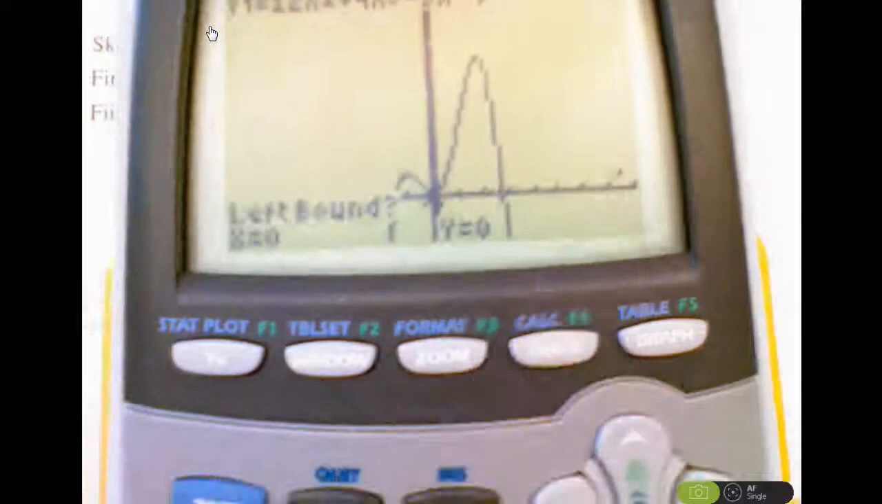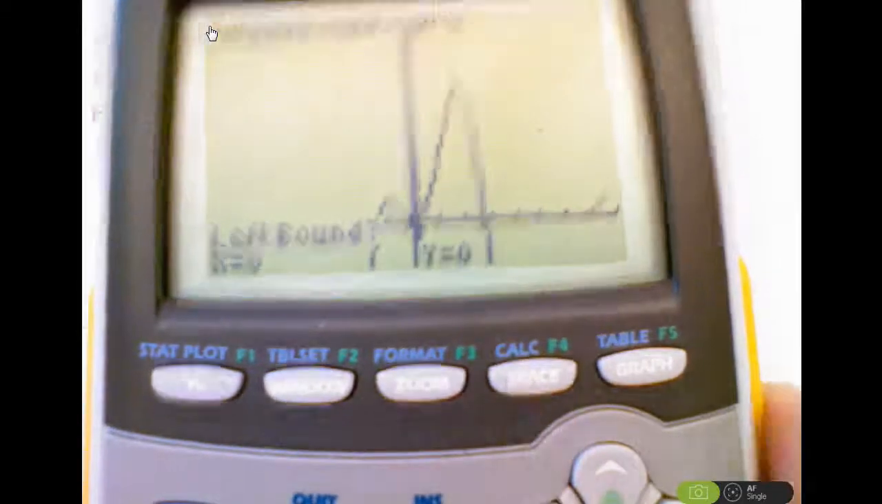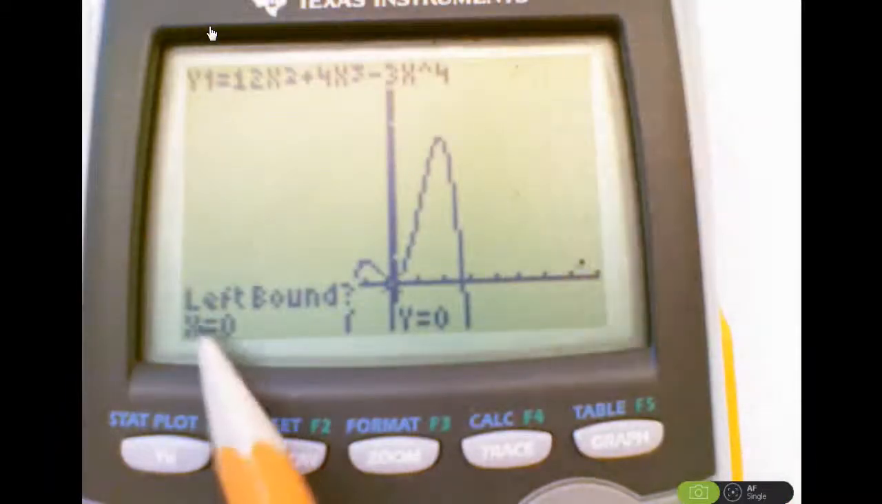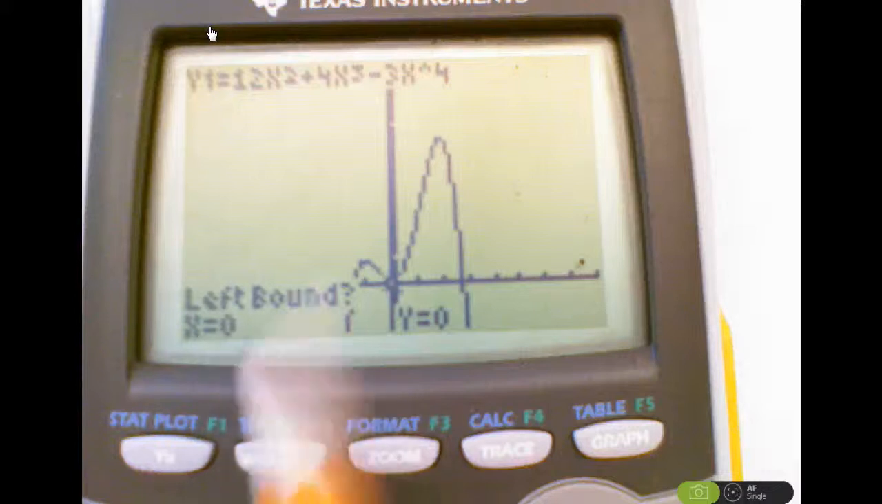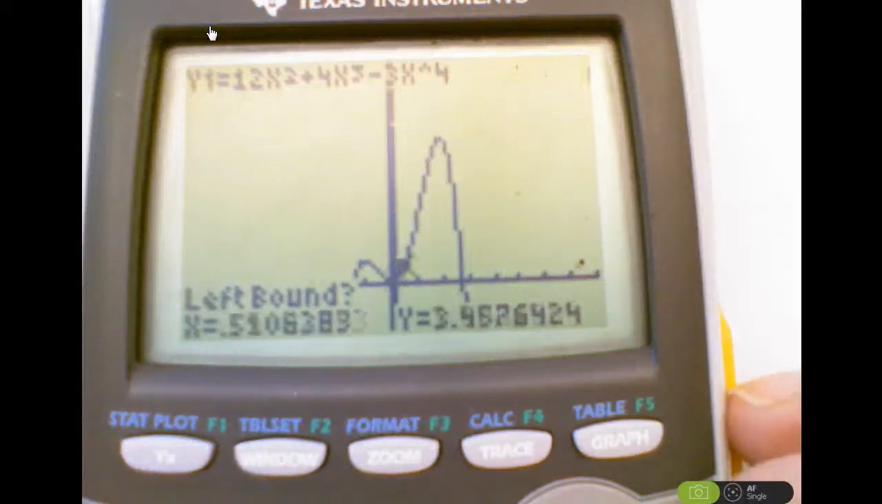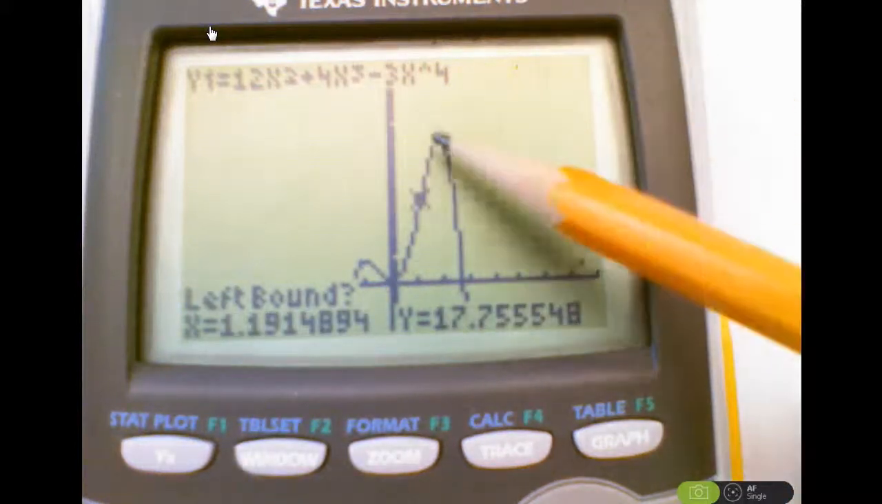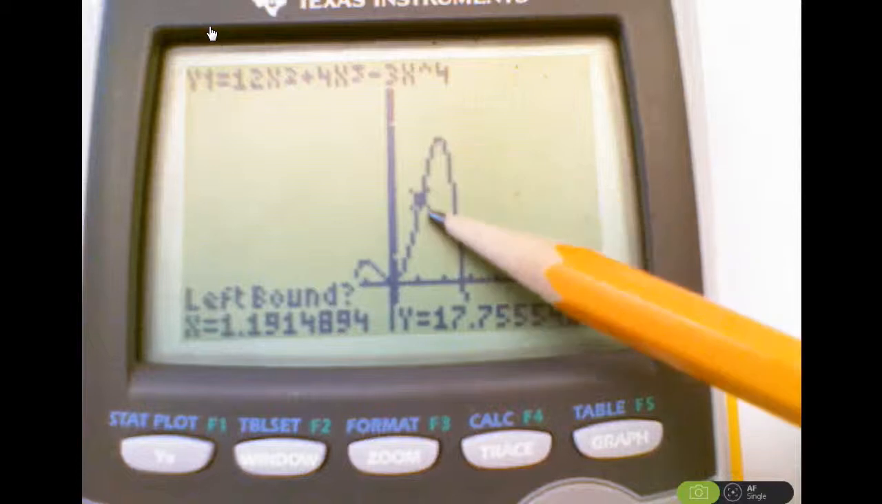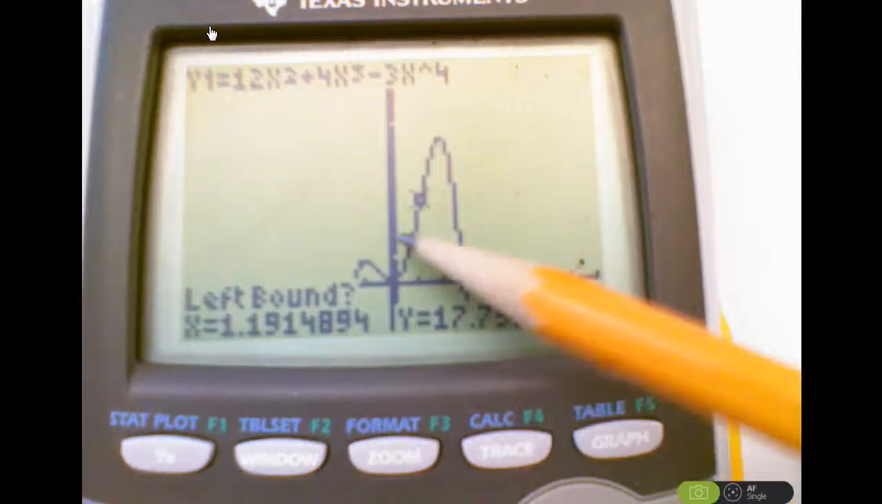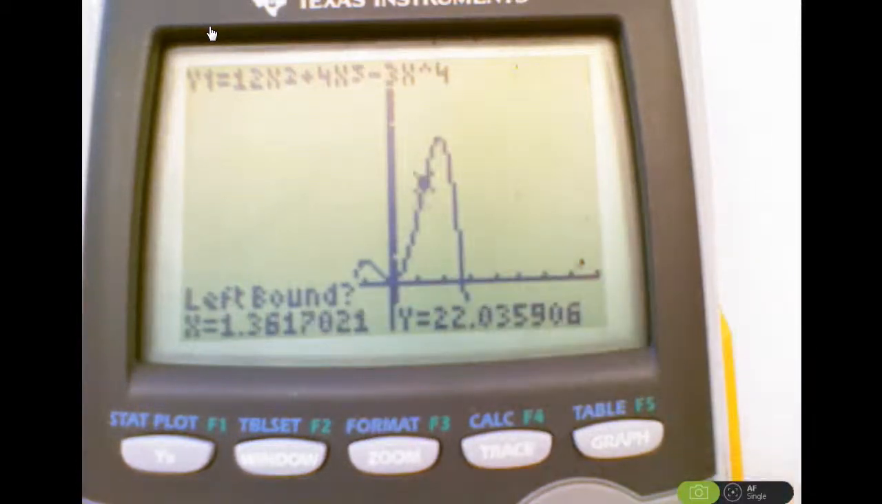So let's do it. I go to calc, I choose maximum, and then the calculator is asking me, what is the left bound? Which means, what is the left side of this maximum? So you see the maximum is here. This is to the left. You could press enter here, or maybe here, or maybe here. It doesn't matter. You just have to be on the left side of the maximum. So I'm going to press enter.